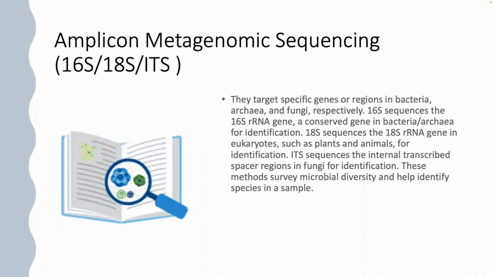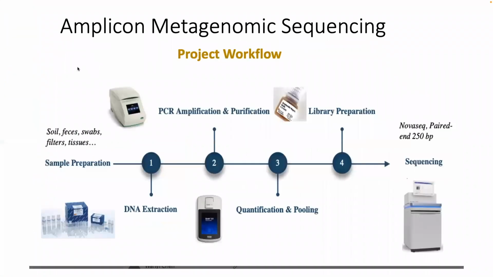So they target the gene specifically. They survey microbial samples for diversity and help identify the species in the sample. The generalized workflow is here. So we're going to be taking our raw sample, processing it in some way. At Novogene, we do this end-to-end, so you just give us the DNA. But we'll use primer sets, or if you give us primer sets, we can generate those. And we push all the way through extraction, library purification, quantification and pooling, and then sequencing.